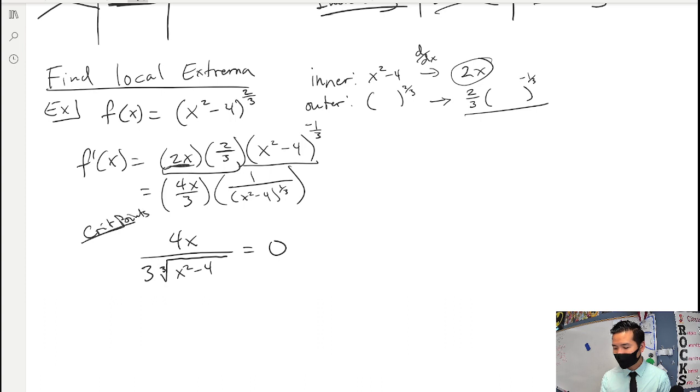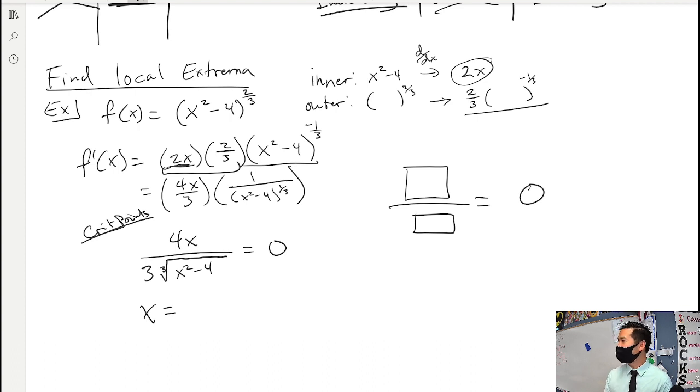Something that looks so simple, yet you're probably feeling a little overwhelmed solving this. You probably already know one answer. There's one critical point I hope you can see. x equals what is one of the critical points. When you have a fraction equaling 0, the only way that a fraction can equal 0 is if the top equals 0. So 4x equals 0. Solve that for me real quick. x is equal to 0.